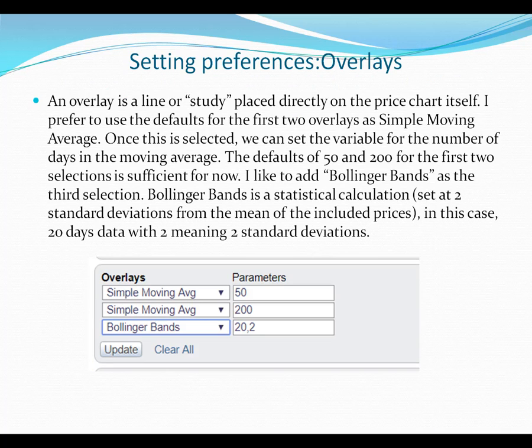When we're finished with that particular overlay section, it should look like this. 50-day moving average, 200-day moving average, 20 days for the averaging for Bollinger Bands with a standard deviation of 2. If you understand what standard deviation means from your statistics classes, it means that the values of our sample will fall within 92.8% of the time within those bands.